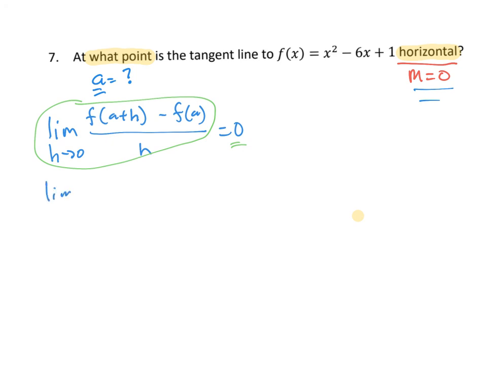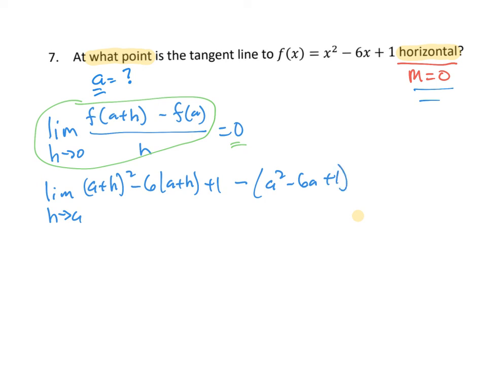All right, here it goes. It's not pretty, but we can do it. We're going to do a plus h squared minus 6 times a plus h plus 1 minus f of a, which is this formula with a plugged in, so that's a squared minus 6a plus 1. So we have f of a plus h minus f of a all over h. Then we need to multiply this all out. Limit as h approaches 0. Okay, so bear with me here. I'm going to multiply this all out.